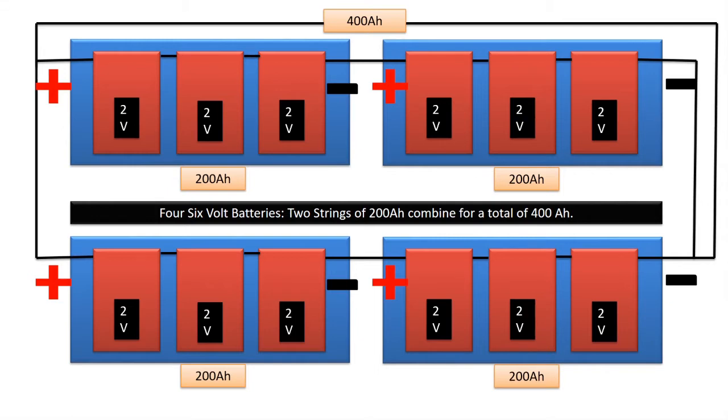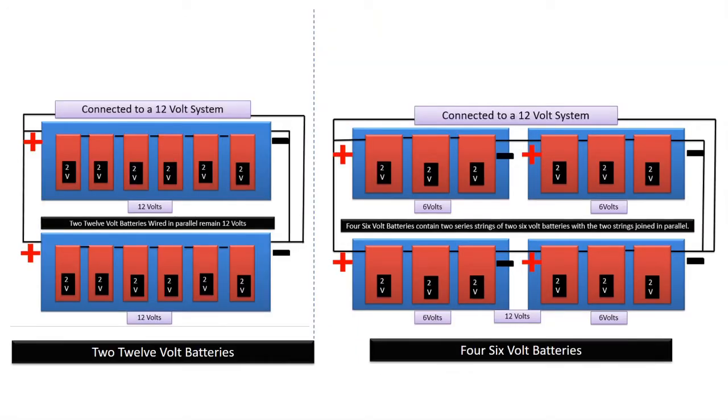Let's take this to the next step. Here we have 4 6-volt batteries. Combining the storage capacity of the upper 12-volt string and the lower 12-volt string results in a 12-volt, 400 amp-hour system. So now when we compare 2 12-volt batteries on the left and 4 6-volt batteries on the right, we can see that each system is made up of 2 strings of 6 2-volt cells. The system voltage is 12 volts and the storage capacity is 400 amp hours in each system.